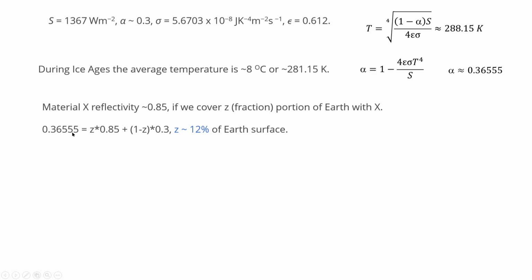So if we want to get this 0.36555, which is the value we need to get these ice age temperatures, we'll need to cover around 12% of the earth with this material, whatever this material X with 0.85 albedo. If we cover 12% of the earth with this material, then in a few short years, not even a decade, it's a pretty fast response. In a few years, we'll get to these ice age temperatures. So that's all we need. Just cover 12% of the earth with this reflectivity, and we can create an ice age on earth.